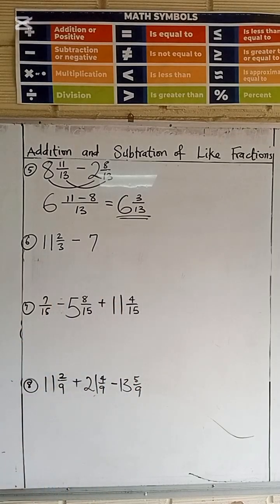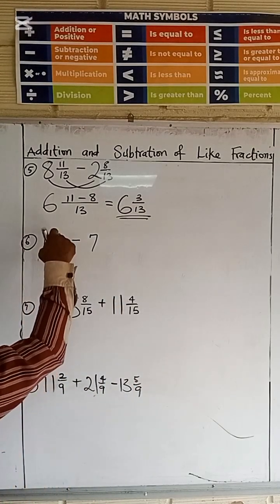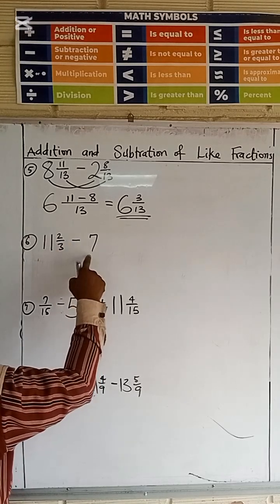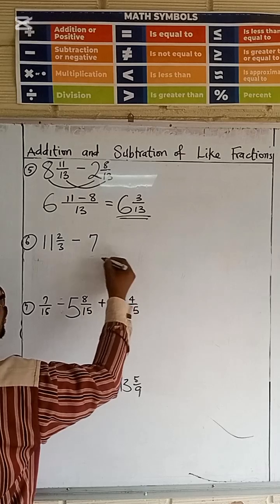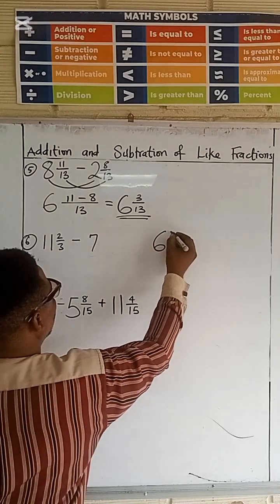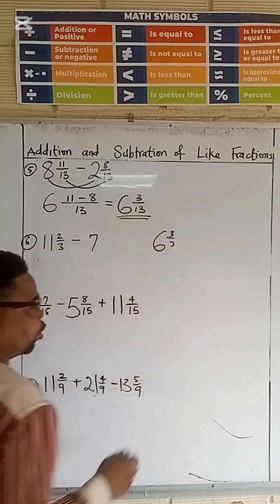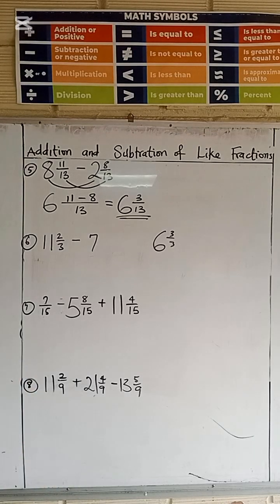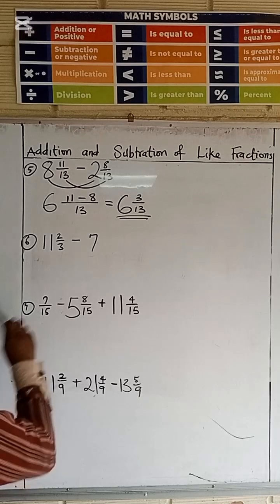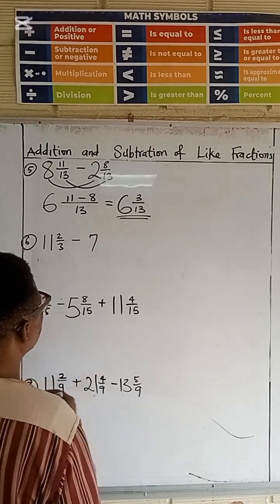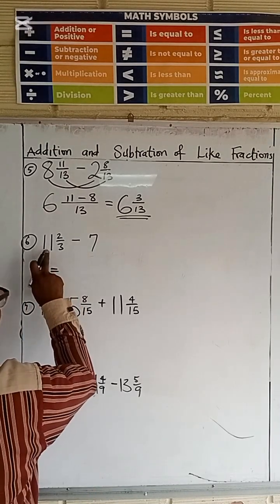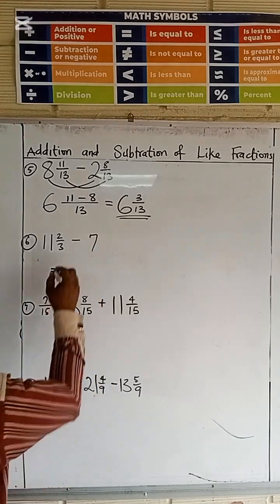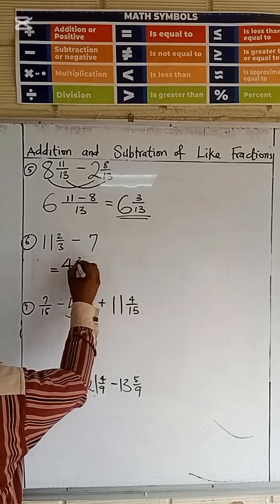This is how it goes. Now, let us look at this one too. Now, 11 whole number 2 over 3 minus 7. Don't let your mind go to the point where we have 6 whole number 3 over 3. No. We are not going to do that because already we have a number that can clear off the 7. 11 is big enough to clear off the 7. So what you just say is 11 minus 7. That will definitely give us 4. Then we have our fraction here, 2 over 3.